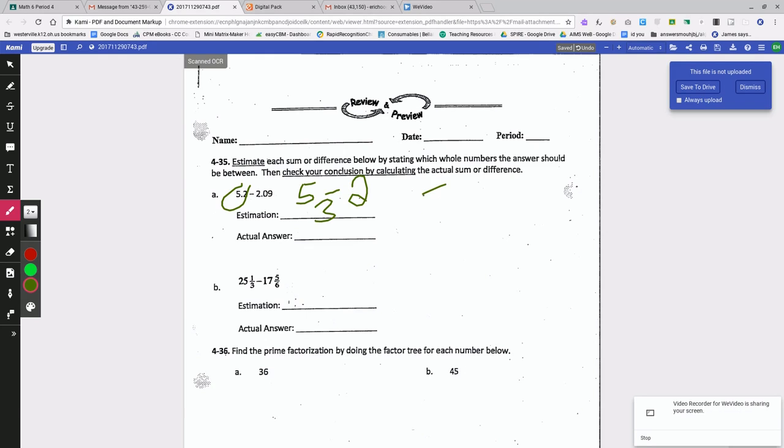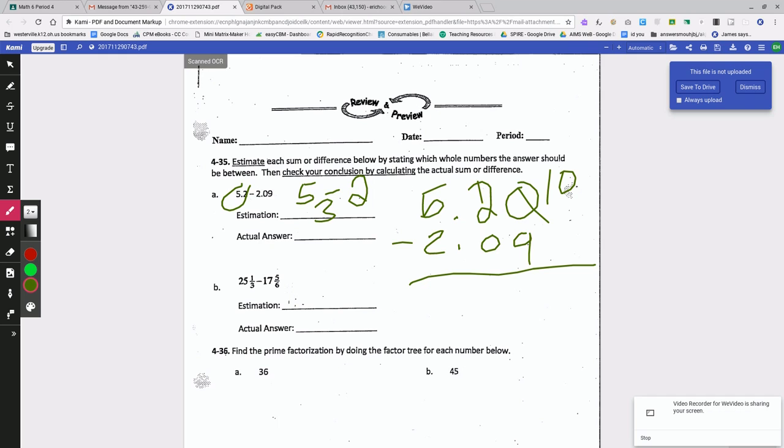Now, our actual answer. Remember again, when we are lining up our decimals when we're subtracting, we can add a 0 here, bring this 2 down, have our 9, and subtract. Borrow from here. And we have our answer of 3 and 11 hundredths.